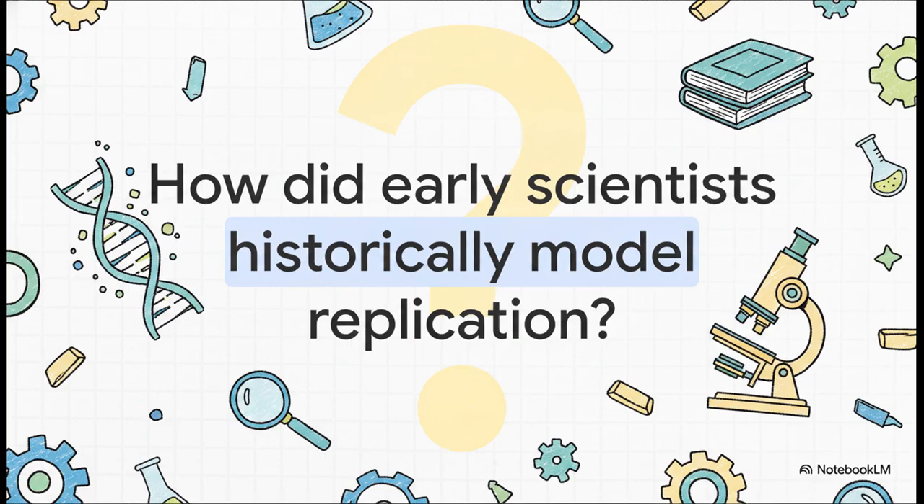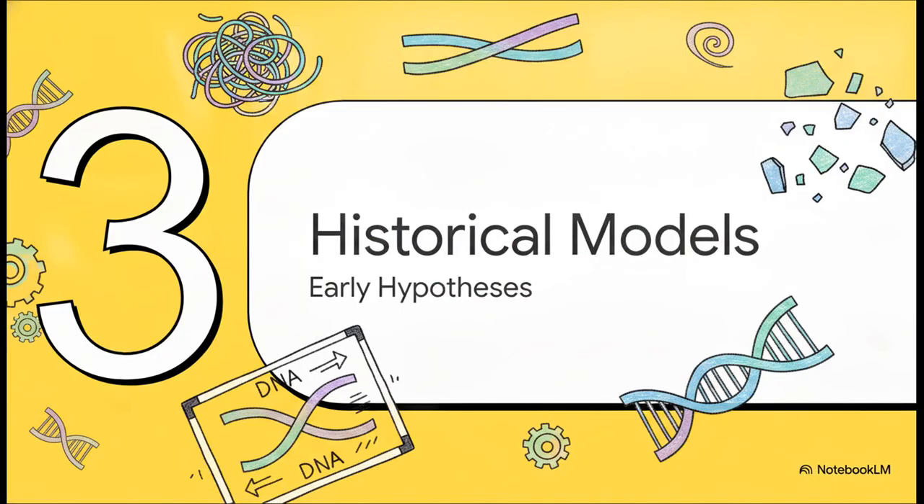You know, it's super easy to take this elegant, complex machinery for granted now that we've mapped it all out. But let's pause for a second and ask, how did early scientists hypothesize this microscopic copying actually worked before we understood these strict rules? I mean, just imagine trying to figure this out before the era of modern molecular biology. Which brings us to Section 3, 3 historical models.